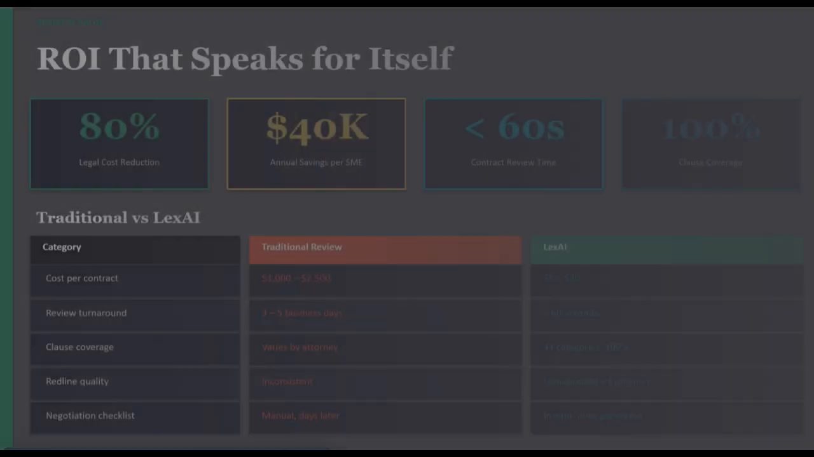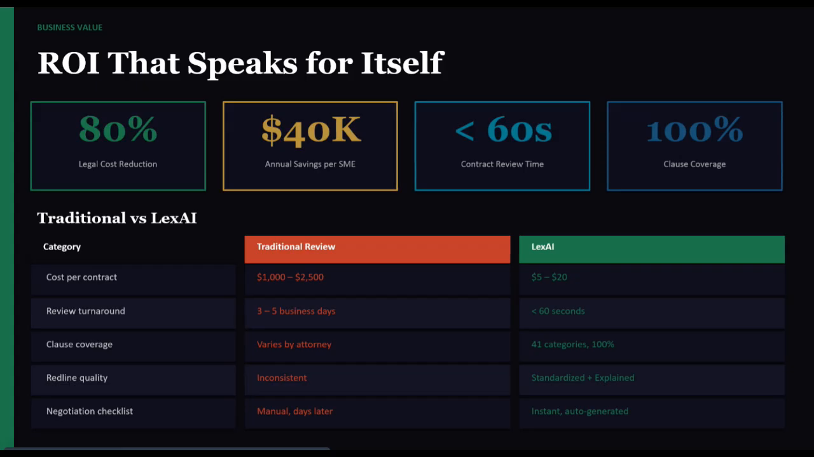Now, what you should also understand here is that for the business value, return on investment speaks for itself. 80% legal cost reduction, 40,000 USD annual savings per SME, less than 60 seconds, which is less than a minute, contract review time, and 100% coverage.